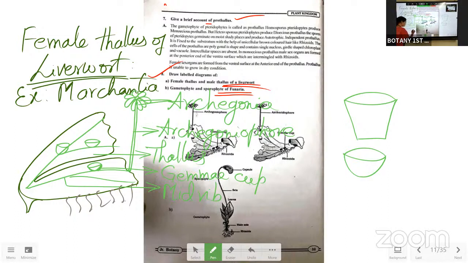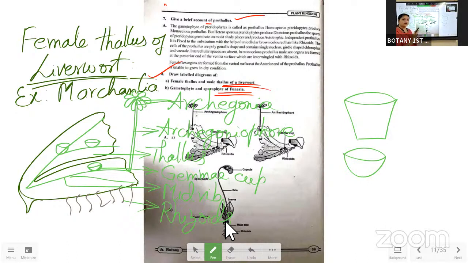And what are these root-like structures, brown colored ones? Rhizoids. Okay, so like this, once we have given the labeling and the drawing, then perfect. If we have given one diagram and the labeling part, for the next one also we can draw one more diagram, that is the antheridiophore over here. Commonly, we can give the labeling also.